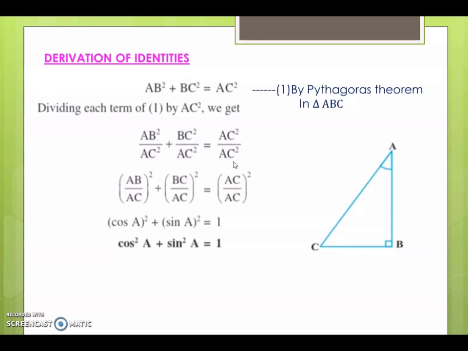Now AB by AC is nothing but cos theta. If we are taking A as the reference angle over here, then AB by AC will give you cos A the whole square and BC by AC will give you sin A the whole square. So that means cos square A plus sin square A is equal to 1.